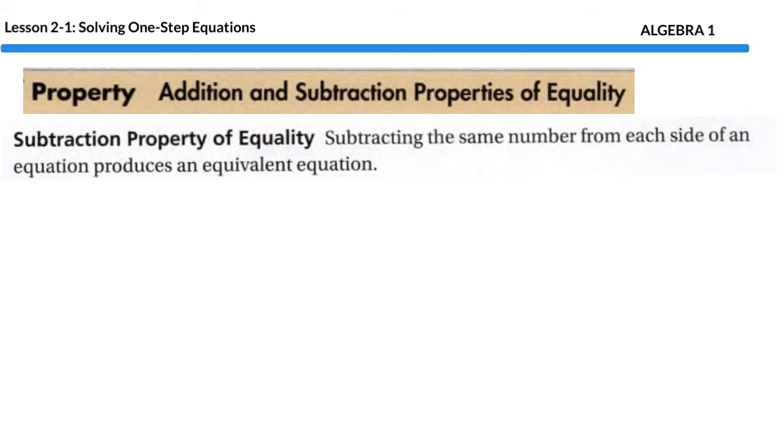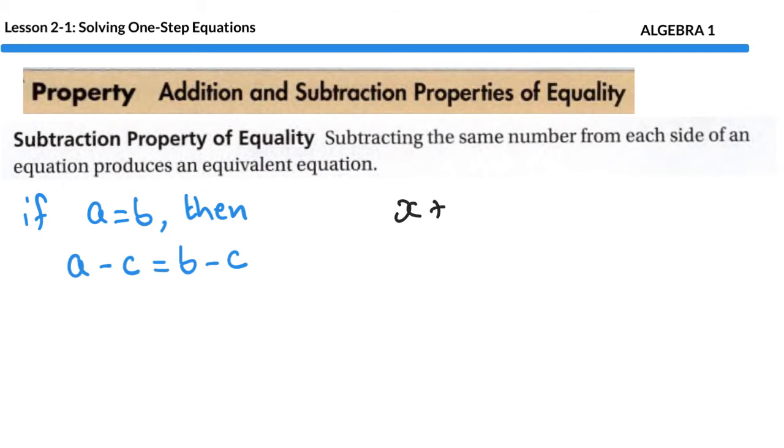For example, if A is equal to B, then when we subtract the same number, A minus C will be equal to B minus C. So subtracting the same number on both sides of the equal sign will still result in an equivalent equation. For example, x plus 3 is equal to 2.